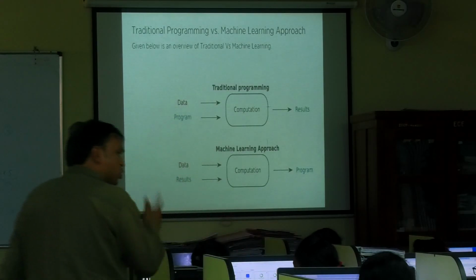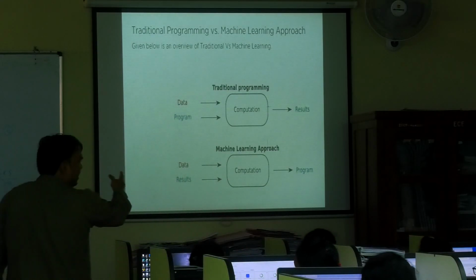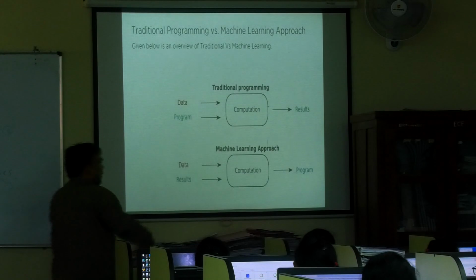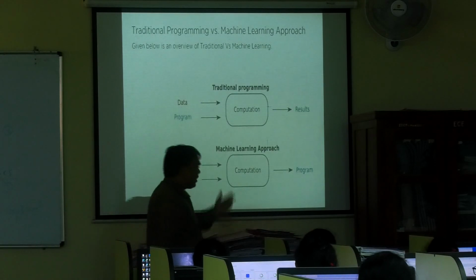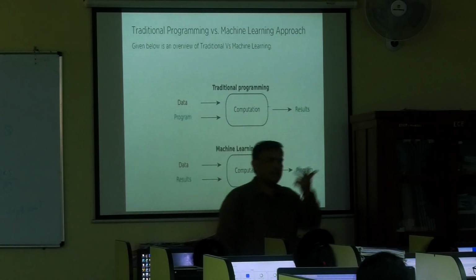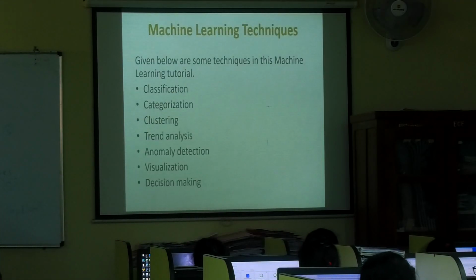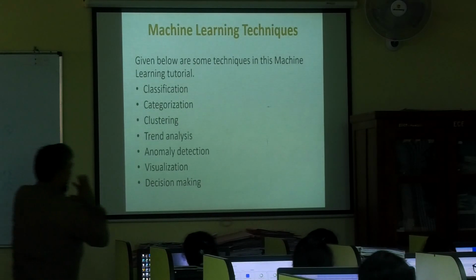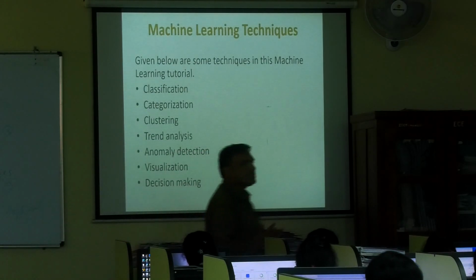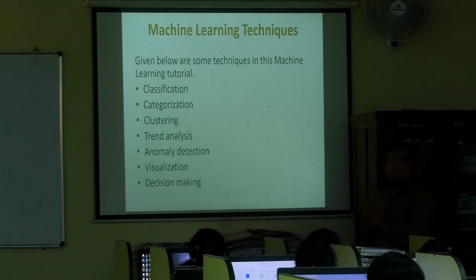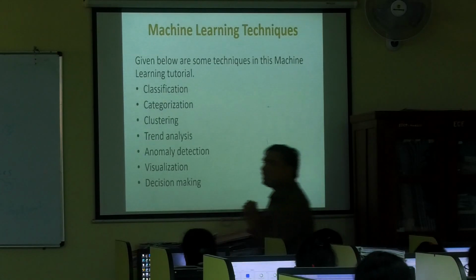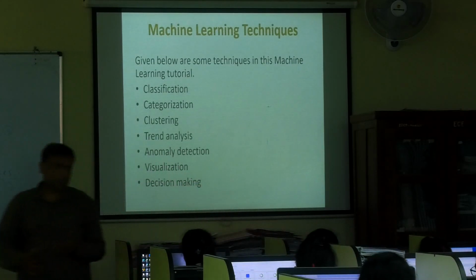So ultimately one program needs to be written for machine learning. That is the computational process. Based on the data and the result, you are designing a program. That is the difference between traditional methods and machine learning. These are the tasks we do with machine learning: classification, categorization, clustering, trend analysis, anomaly detection, visualization, and finally decision making.